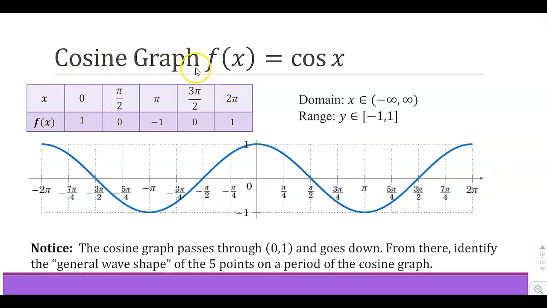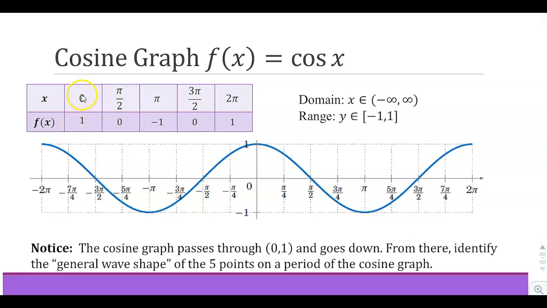Now let's look at the cosine graph for the function f of x equals cosine x. So once again, we have a function. We can substitute in x values, those x values being angles. We've chosen the quadrantal angles again. And then here are our outputs, our f of x values. After substituting 0 into cosine, cosine of 0 is 1, and so on for the remaining angles.